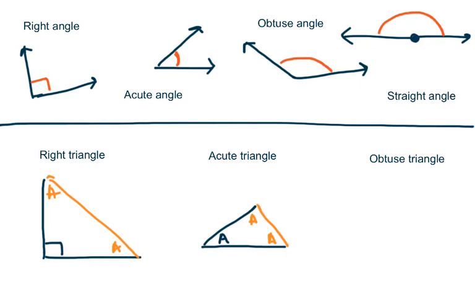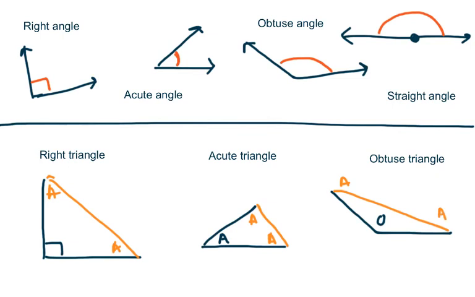And lastly, I have an obtuse triangle. So just like the name sounds, I'm going to start with an obtuse angle. I'll put an O for obtuse. I'm going to connect it. And now I can see I have two acute angles.